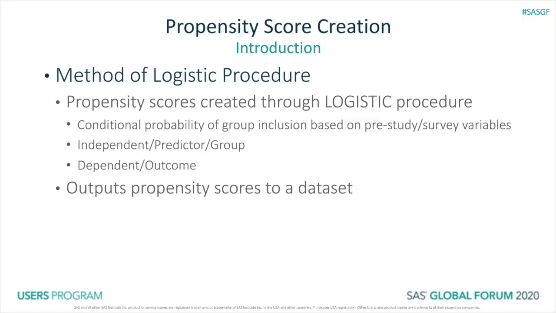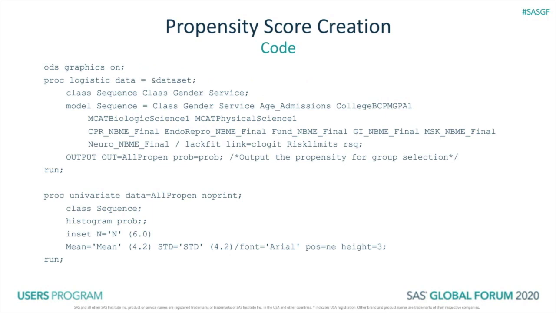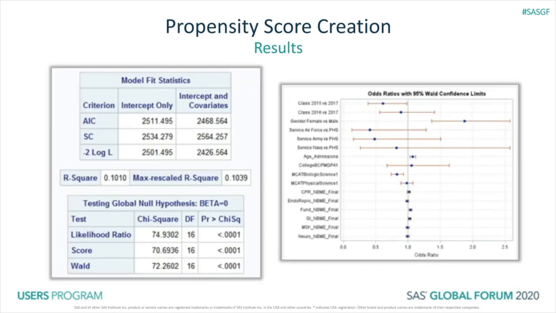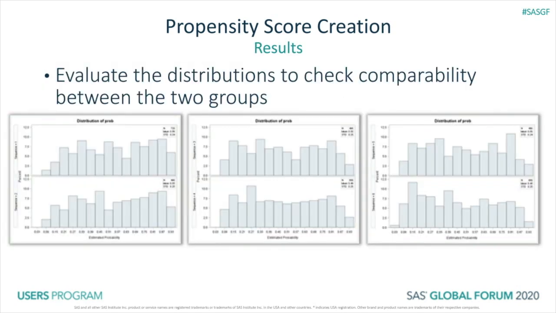I wanted to create my propensity scores to represent the effect of my covariates on my sequence and the probability of falling into a certain sequence group. I did that through the PROC LOGISTIC procedure using OUT= into the all-propen data set, and PROB was the propensity scores. I then did PROC UNIVARIATE to pull up the histograms, and I could see that when I created my propensity scores, they were all pretty evenly distributed.